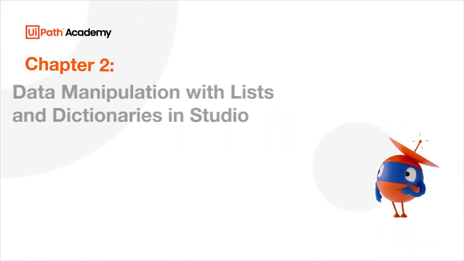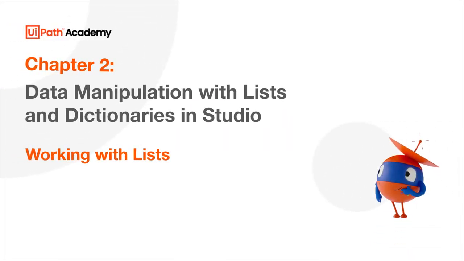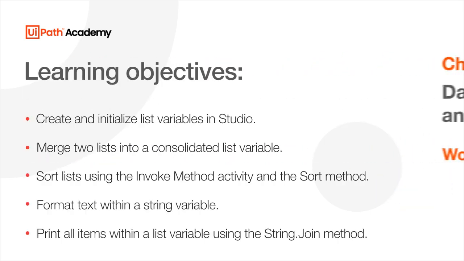Hello, and welcome to this demo where we'll learn to use lists in UiPath Studio. Upon completing this demo, you should be able to create lists in Studio, initialize lists, add items to lists, merge two lists to create a consolidated list variable, convert text to title case within a string variable, and print all items in the consolidated list variable using the string.join method.